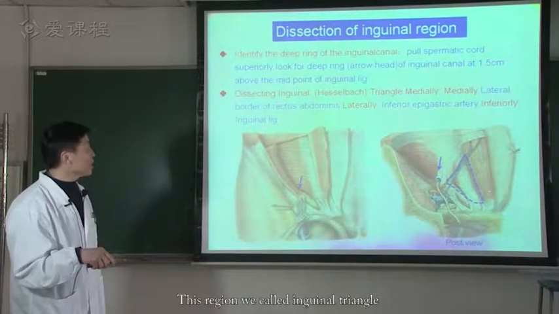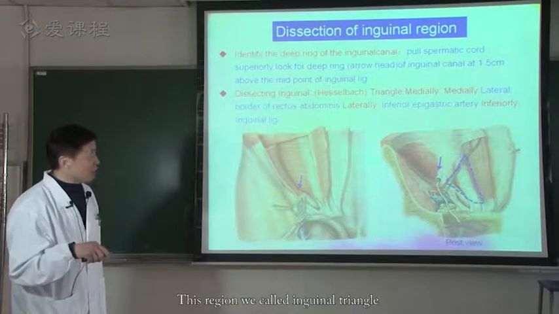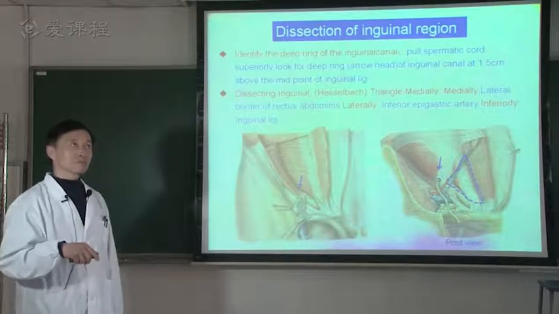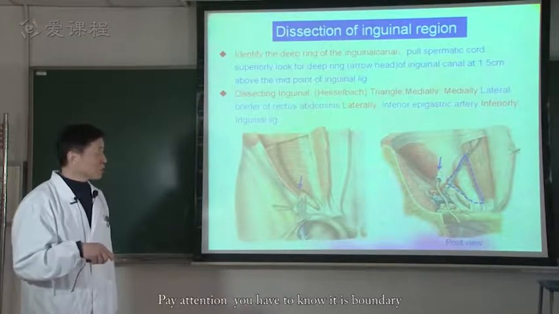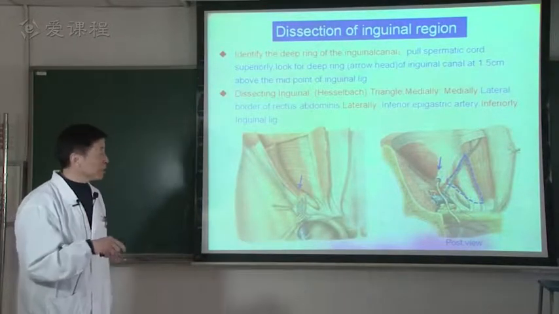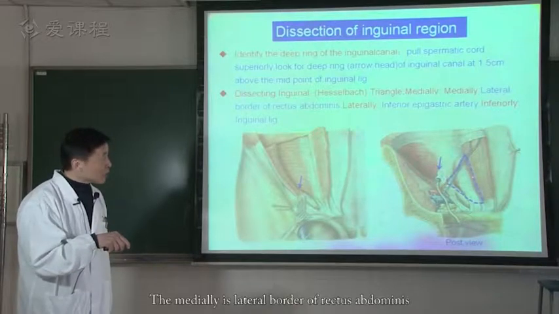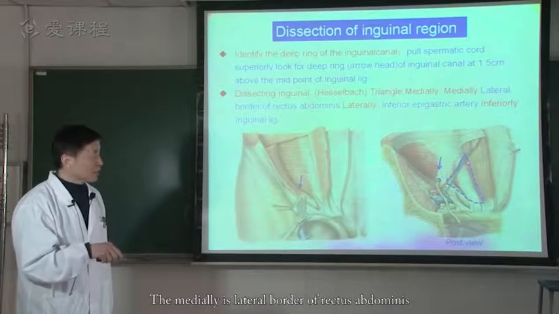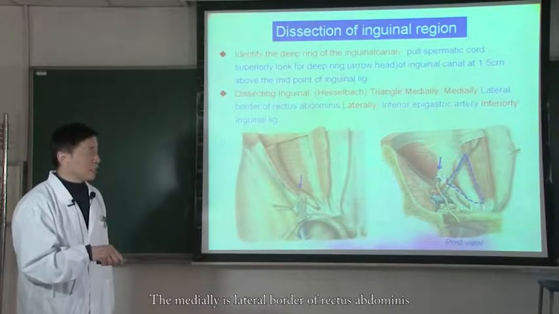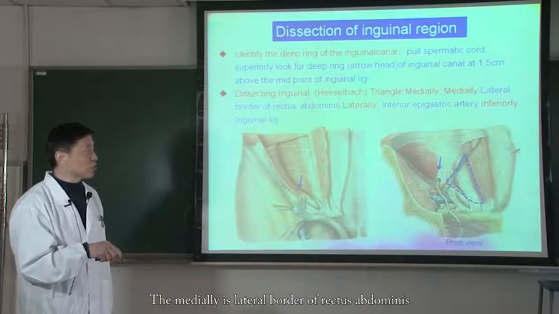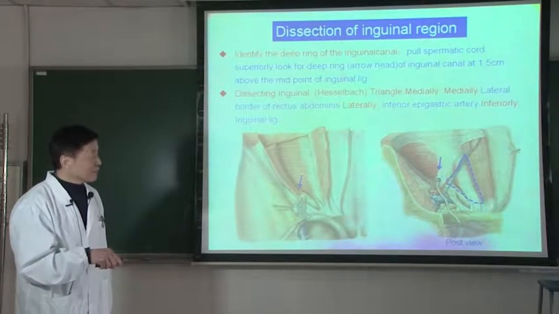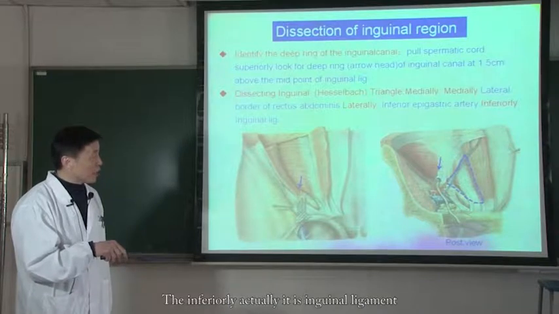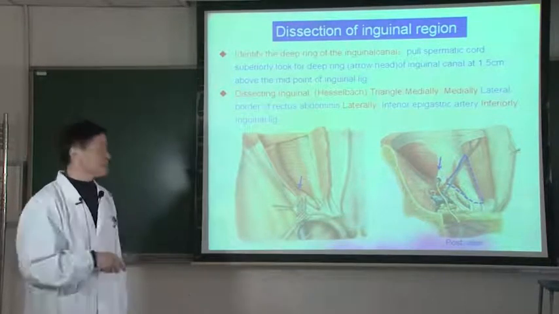This region, we call the inguinal triangle. Pay attention, you have to know its boundary. The medial border is the lateral border of the rectus abdominis. Inferiorly, actually, is the inguinal ligament.